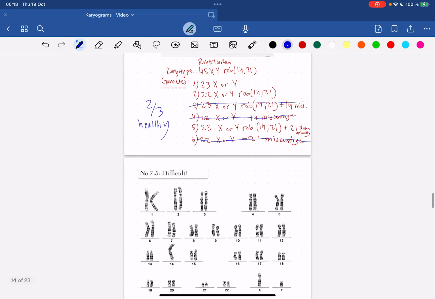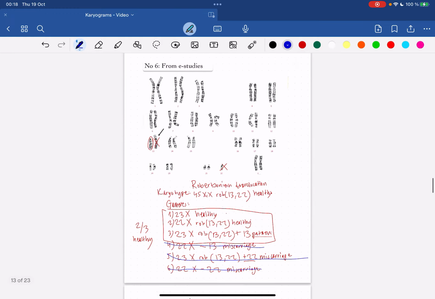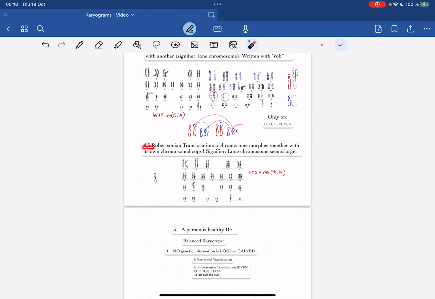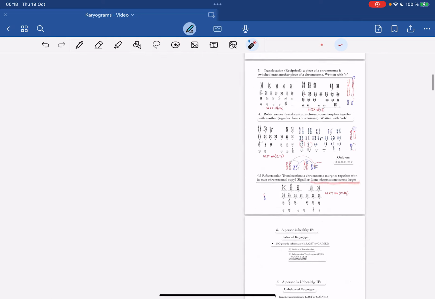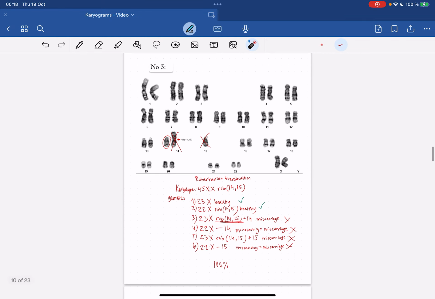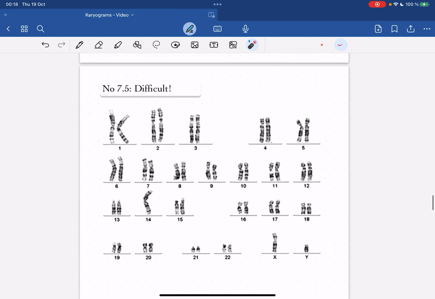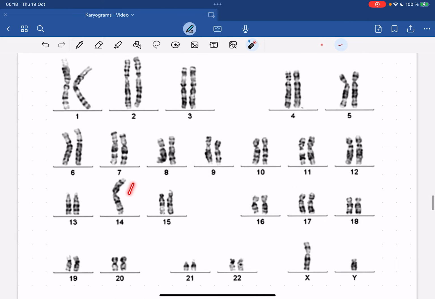Perfect. Number 7.5 is a little bit difficult. This is what I talked about in the 4.5 rule, I think it's called. Yeah, 4.5 Robertsonian Translocation, where a chromosome morphs together with its own chromosomal copy. And the signifier would be a lone chromosome that seems larger than its neighbors, for example. So let's go down here. Number 7.5, I'll already spoil it to you. That's Robertsonian translocation because, again, it's a single. That would be easy to tell.